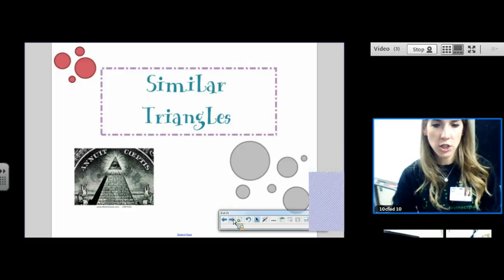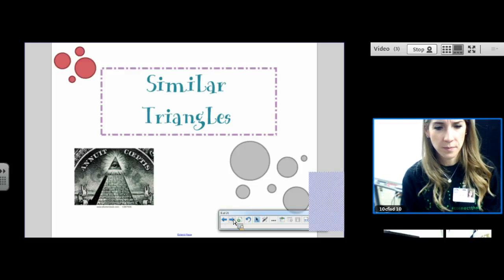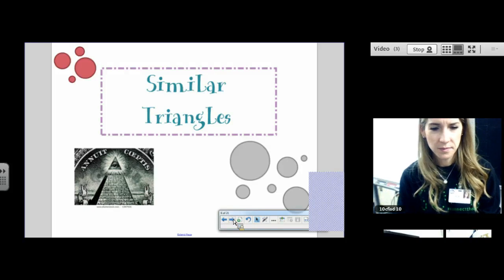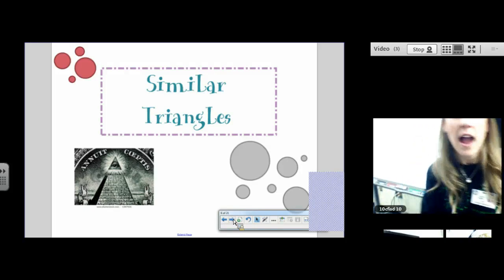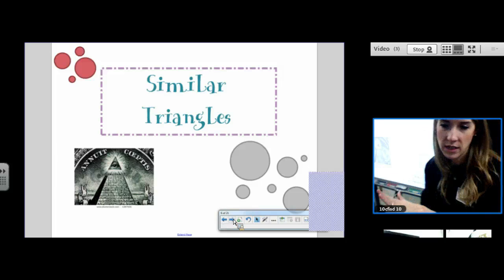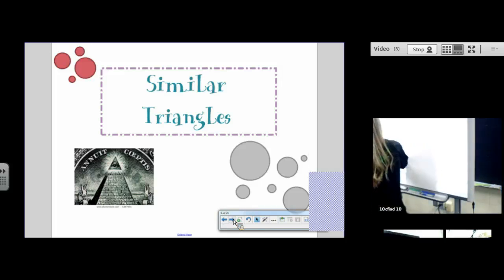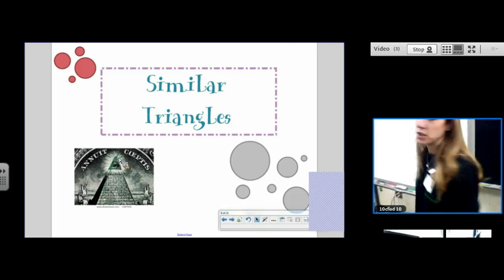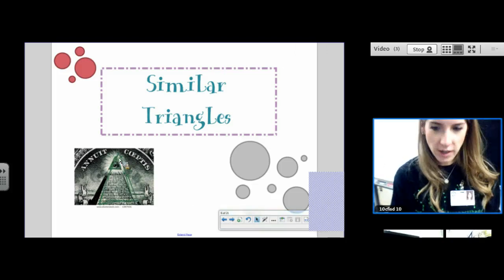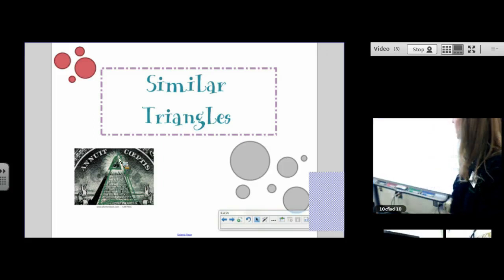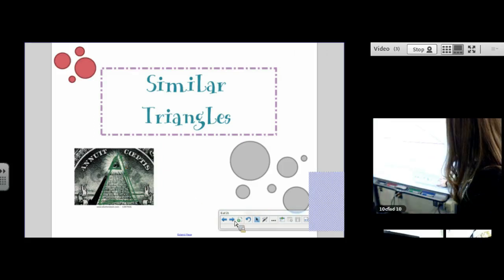So why do I have a picture of the back of a dollar bill on here? I know this is 3D, and we're talking 2D, but I was just trying to show that this triangle is similar to this triangle. You have similar triangles on the back of your currency. All right. Very nice.